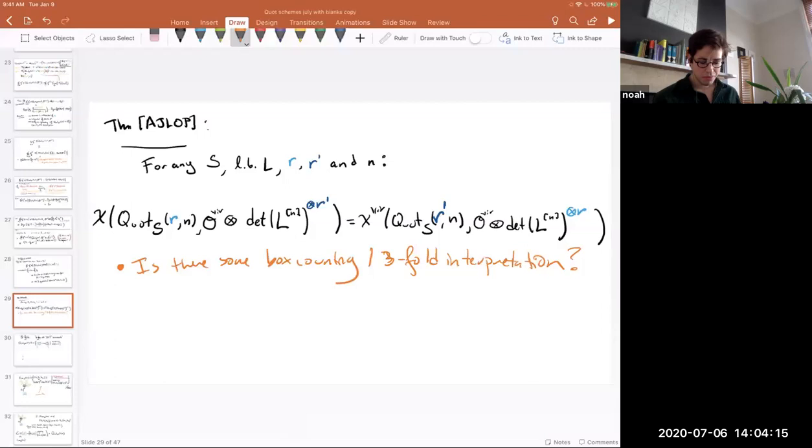So I'll let it sit there for a few seconds and then move on to the threefold part of the talk. Now would be a good time if you have any questions about the quot schemes on surfaces.